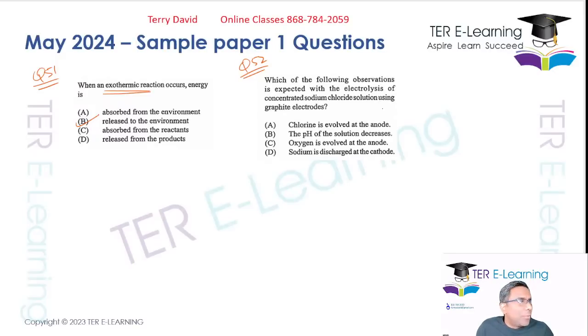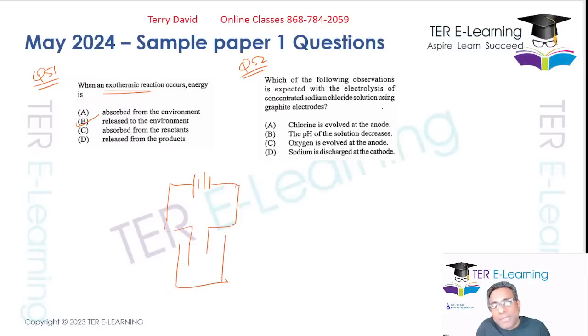Question 52. Let me see what you all said for 52. Which of the following observations? Every time I have an electrolysis question to analyze, I always draw a diagram. I don't just guess what the answer is supposed to be. I always draw a diagram in order for me to analyze what's happening. So we have this here.